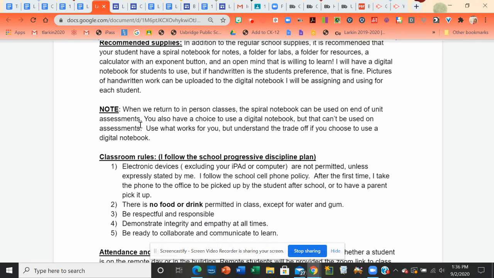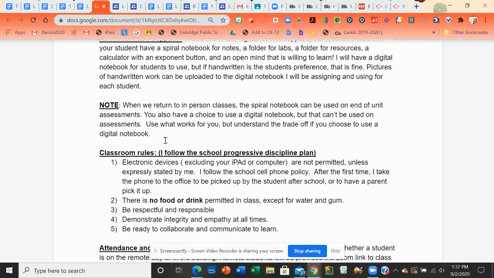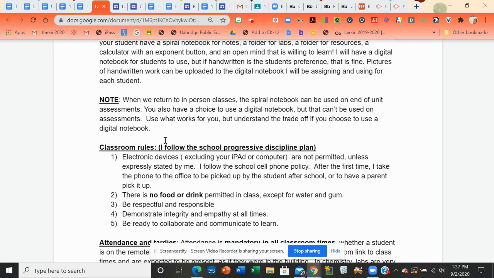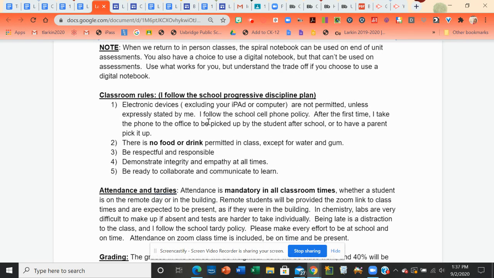Note, this is important. When we return to in-person classes, the spiral notebook can be used at the end of unit assessments. You also have a choice to use a digital notebook, like I've already expressed, but that cannot be used on your assessments. So you can use what works for you, but understand the trade-off if you choose a digital notebook. You can't print out your notes. Just keep that in mind.